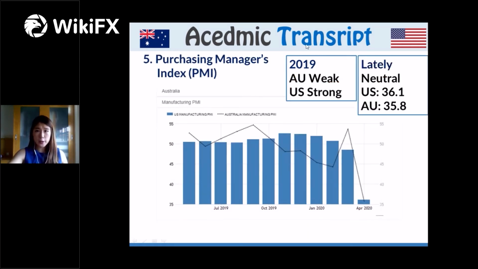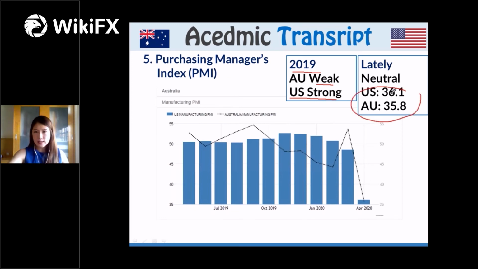Next, the Purchasing Manager Index, PMI. A PMI above 50 is usually a good indicator that shows the economy is doing good, but below 50 means the country is not doing really well. We can see that in 2019, Australia was not doing really well but the US was strong, and lately it is actually neutral.